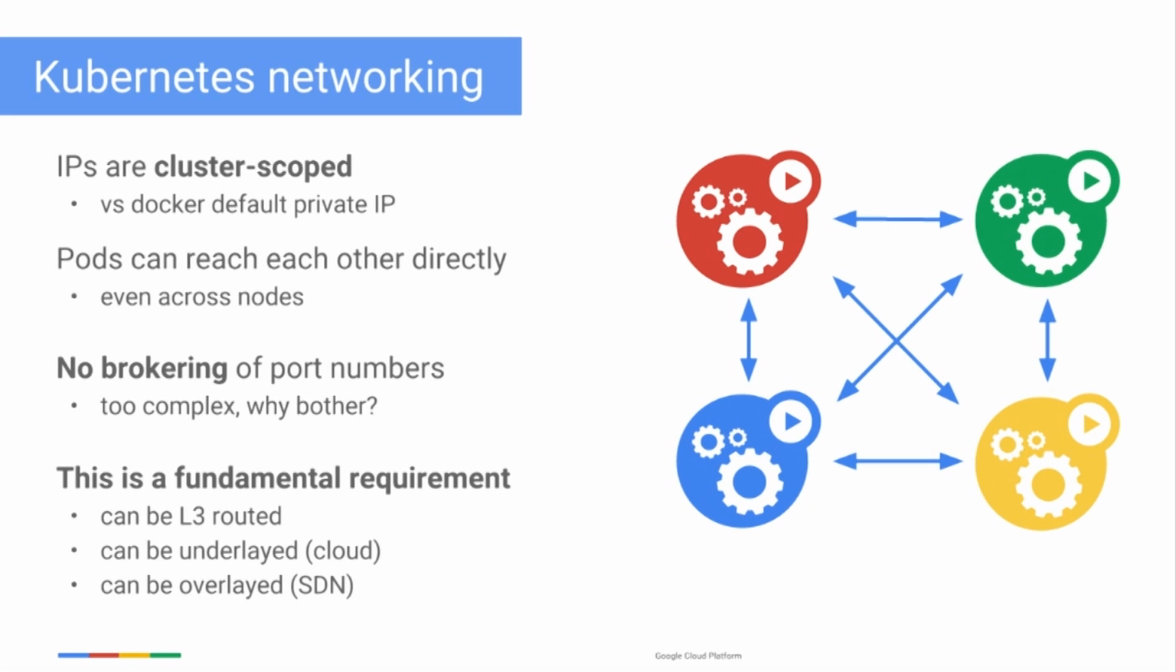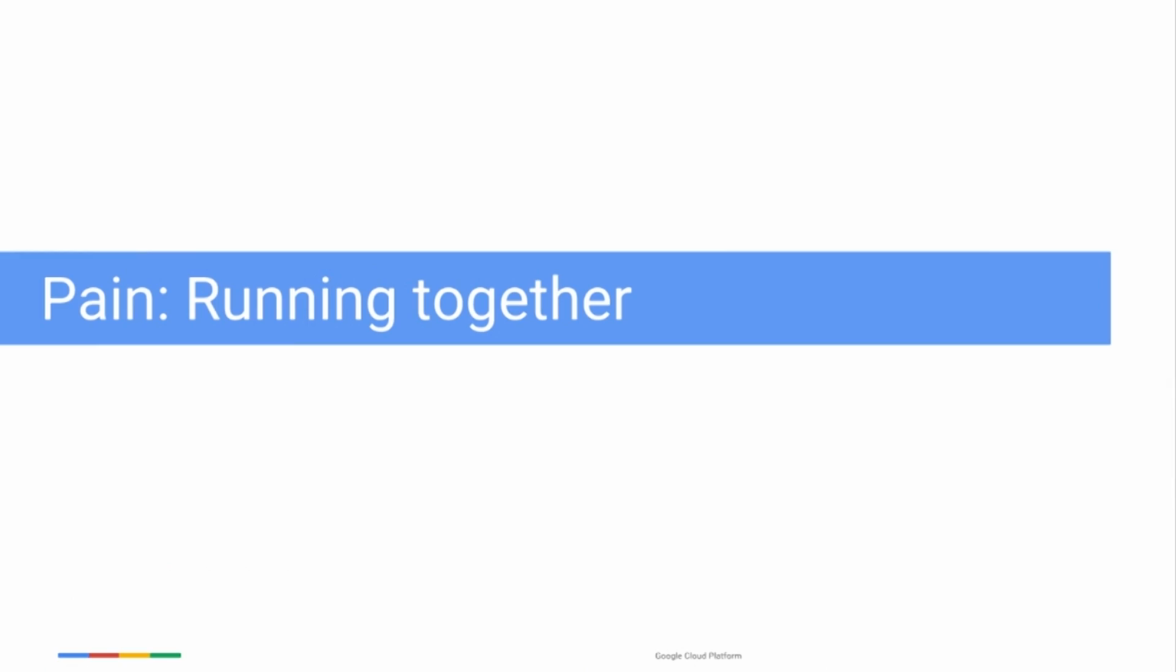There are many solutions to how to achieve this. They can be L3 routed with something like Calico and BGP. They can be underlaid like GCE or Amazon static routes, or they can be overlaid with an SDN. There are many valid solutions to this. The net result is all these containers can talk to each other, period.